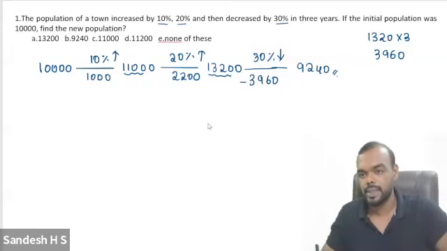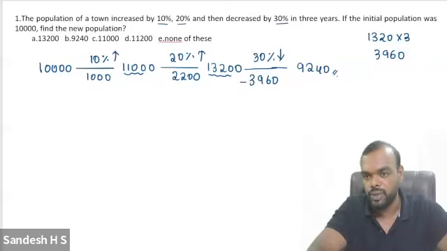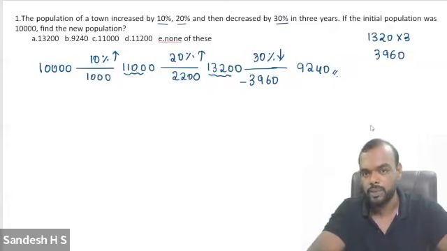9,240. Check it out, Aisha. I think you made a mistake there. Many people, few of them gave me here 6,040, 7,040. No, it is 9,240.